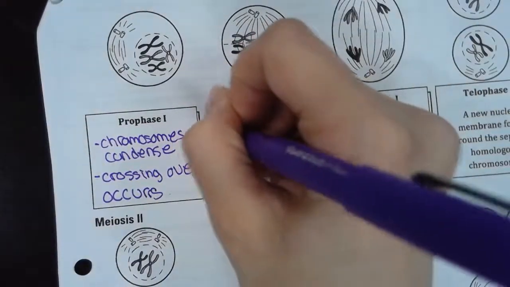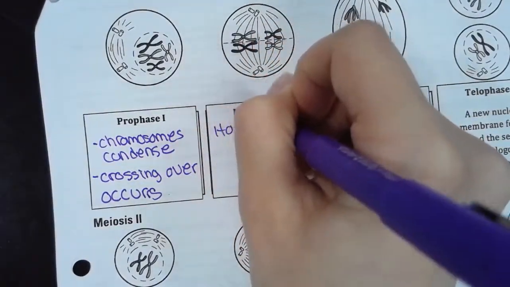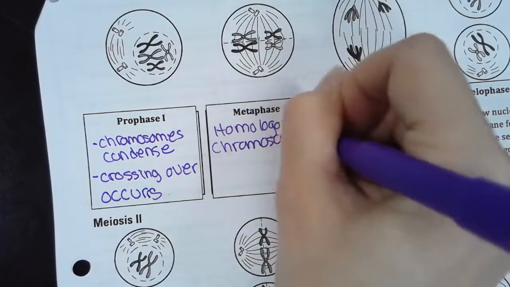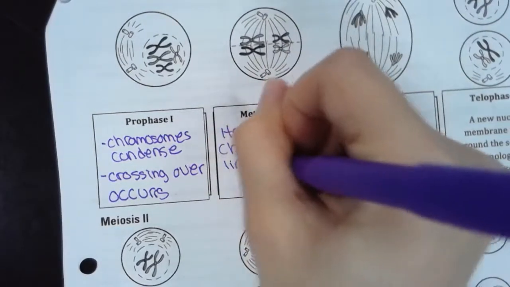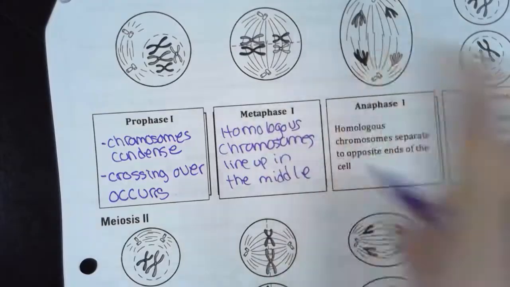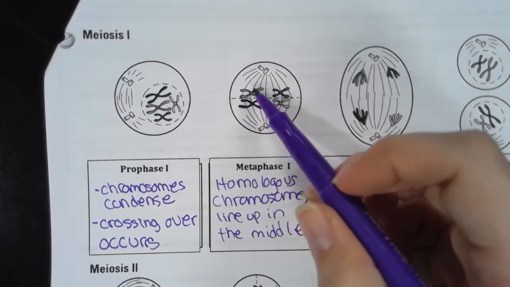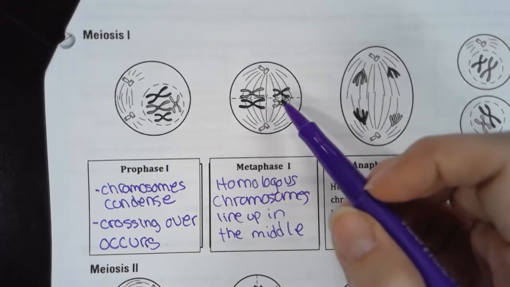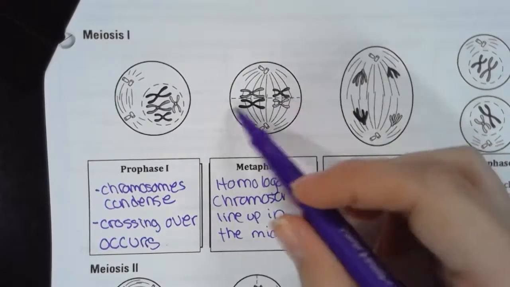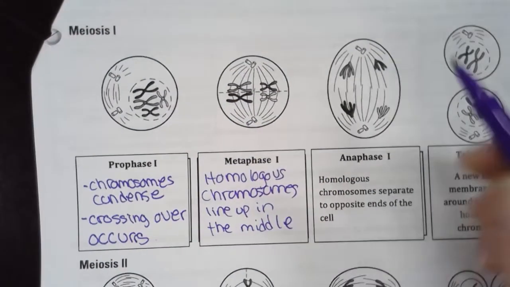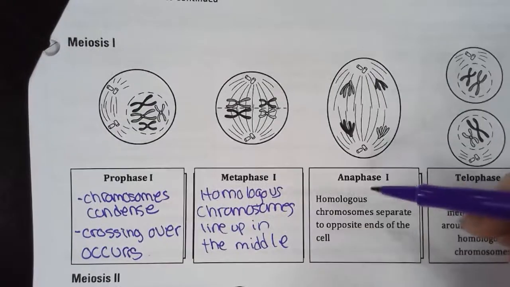All right, metaphase 1. Now this is when homologous chromosomes line up in the middle. So I see here my homologous chromosomes. Notice how these chromosomes look very similar to one another. They may not be the same, but they are similar. And they are lining up in the middle of the cell, like this midline right here. All right, next, my homologous chromosomes separate. That's anaphase, to opposite sides of the cell.